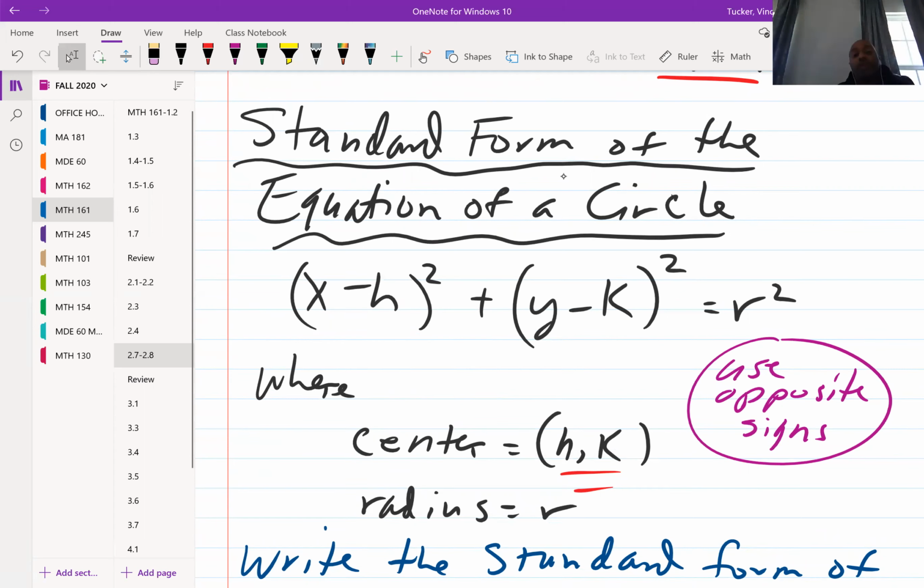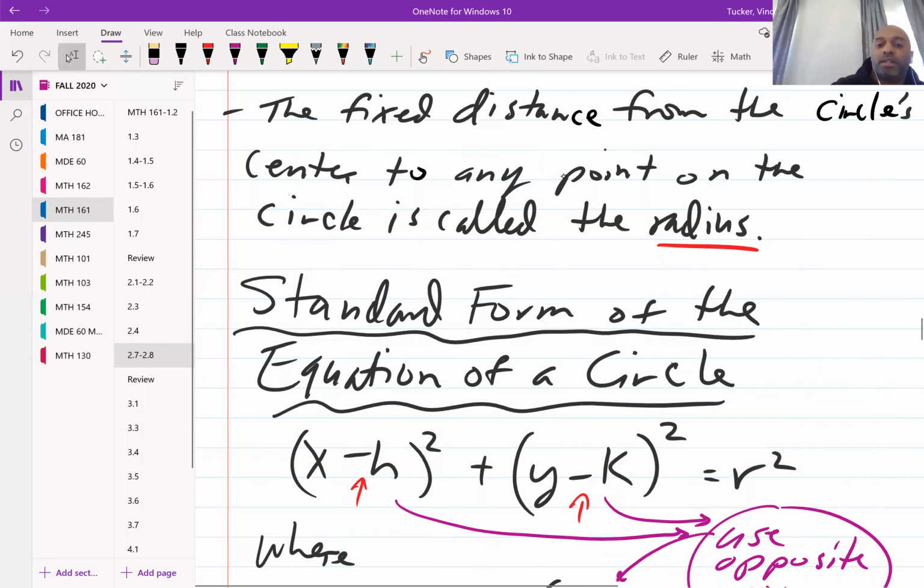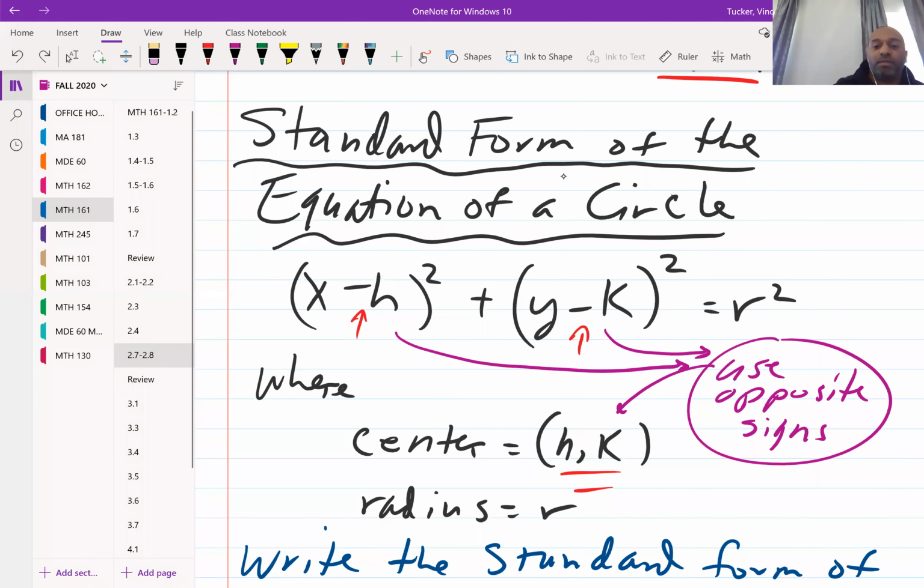So notice the relationship between the equation and the coordinates of your center. You're going to use the opposite signs. Notice you have minus h and minus k in your formula, but then you have positive h and positive k as your coordinates. So you will use the opposite signs of what's in your equation for your actual coordinates. And then you would take the square root of r squared in order to get your radius. But of course, you'll see once we put numbers on it.